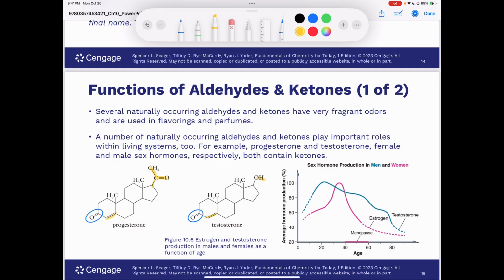And in this graph on the bottom right, we can see the sex hormone production in men and women. We have the average hormone production in percentage on the y-axis, and we have the age on the x-axis here. You can see that testosterone levels for men peak at around 20 years of age, whereas for women, the estrogen levels peak in the late 30s. You can see here that menopause occurs between 40 to 60 years as estrogen levels decrease. And you can see that the male testosterone levels decrease going past 80 years old.